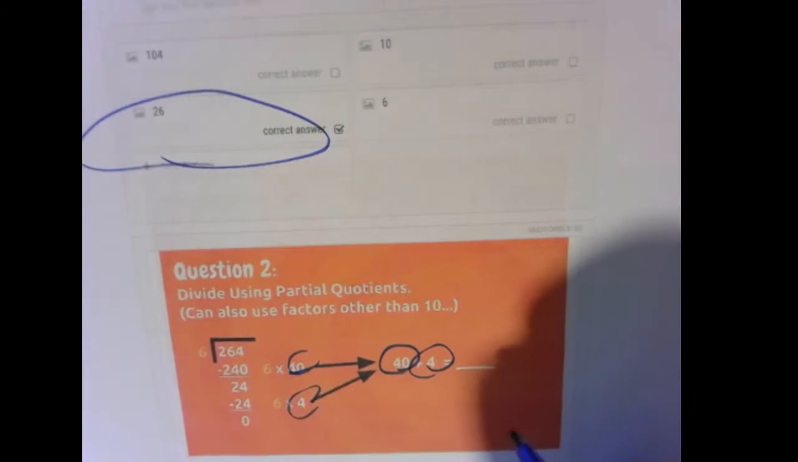So 6 times 40 would be 240. Okay, 264 take away 240 is 24. Okay, so notice we took the 40 here and put it over there. And then we think, how many times does 6 fit into 24? Well, it fits there 4 times. Okay, so really what we're looking for is 44. So 6 was subtracted from 264 44 times, or 264 divided by 6 is 44.